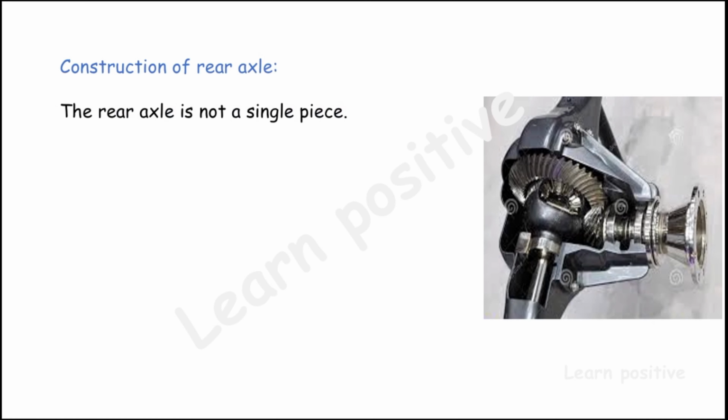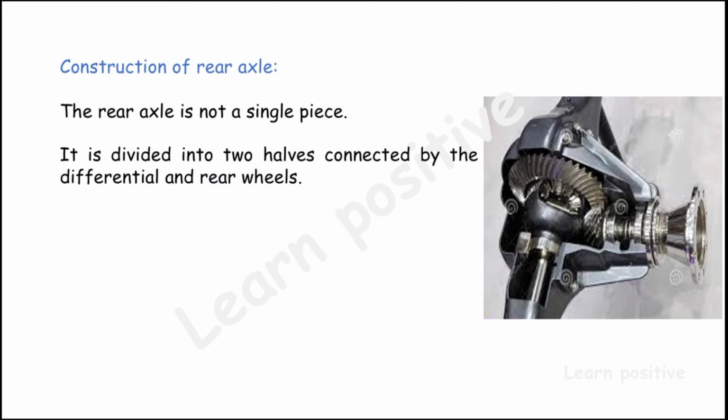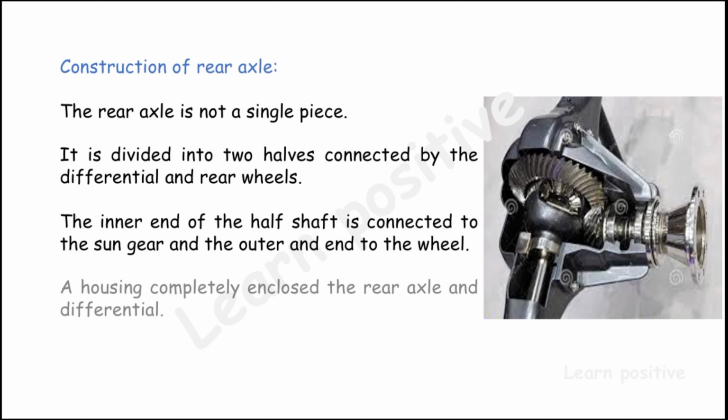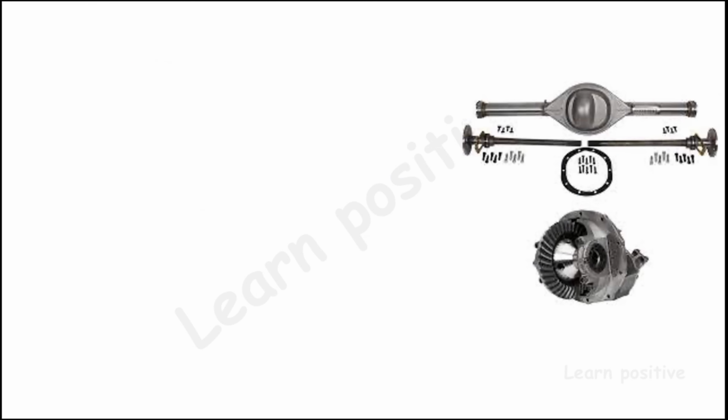Construction of the rear axle. The rear axle is not a single piece, as I said before. It is two halves: one is the differential and the other is the rear wheels. The inner end of the axle shaft is connected to the sun gear and the outer end is connected to the rear wheels. The housing completely encloses the rear axle and also the differential itself.